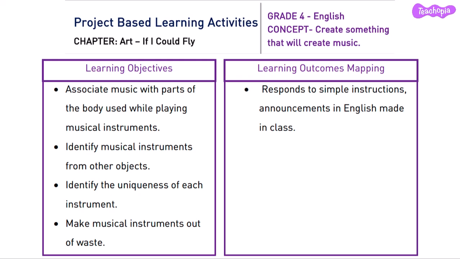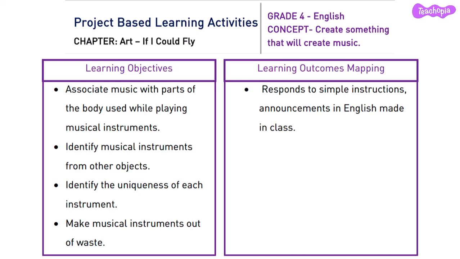In this PBL, all throughout the activities, learners will associate music with parts of the body used while playing musical instruments. Learners will also identify and differentiate musical instruments from other objects. Learners will also identify the uniqueness of each instrument, and then they'll try to make instruments out of waste as a form of presentation. The learning outcome that this PBL addresses is that learners respond to simple instructions or announcements in English made in the class.